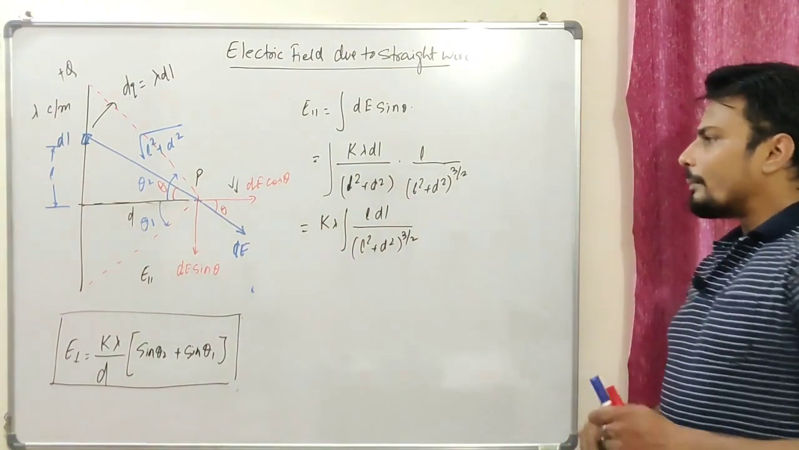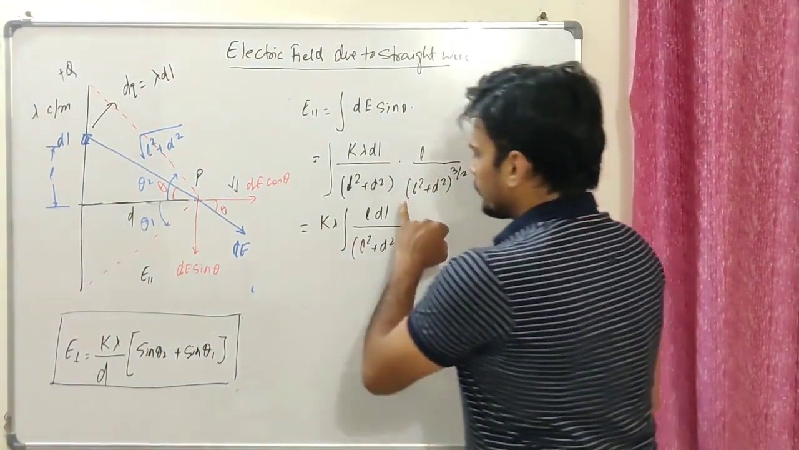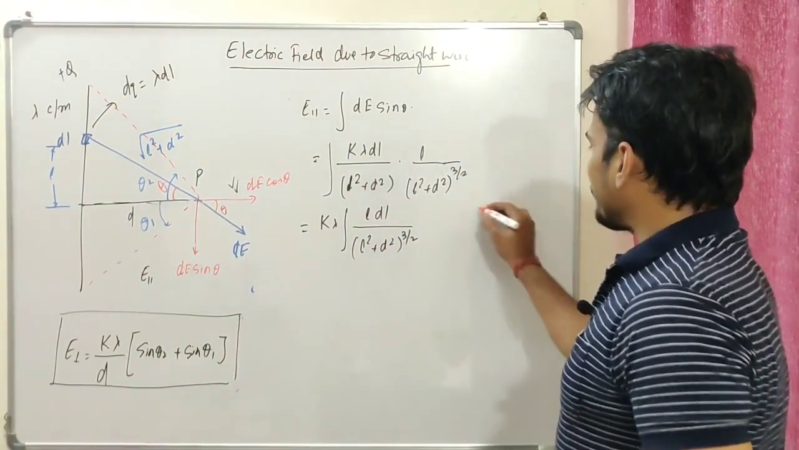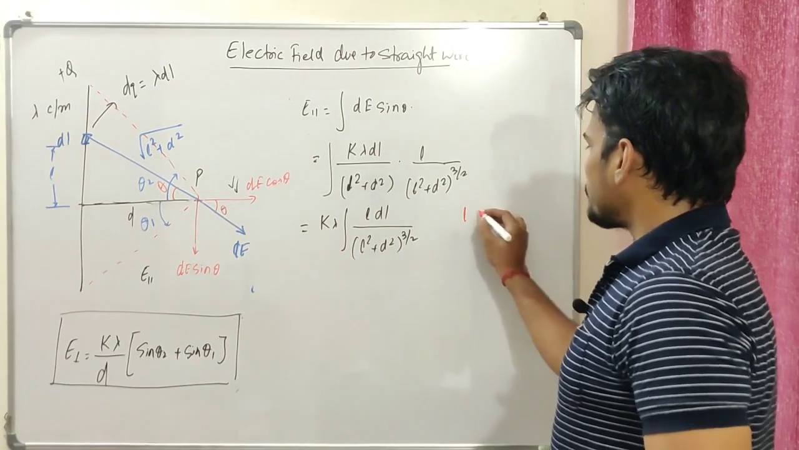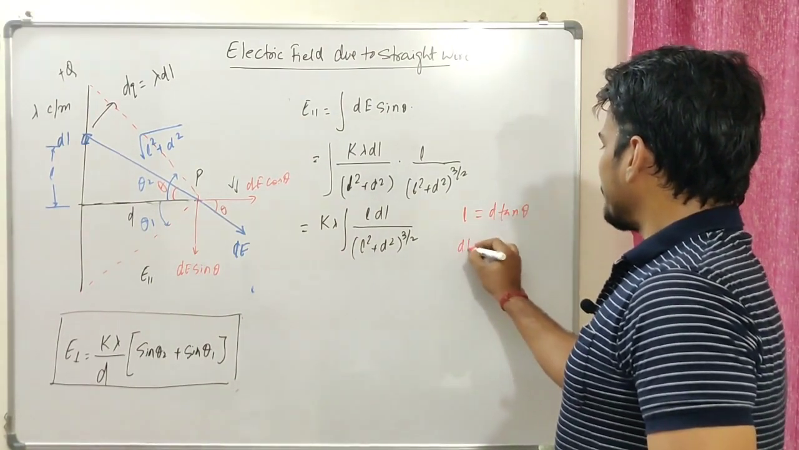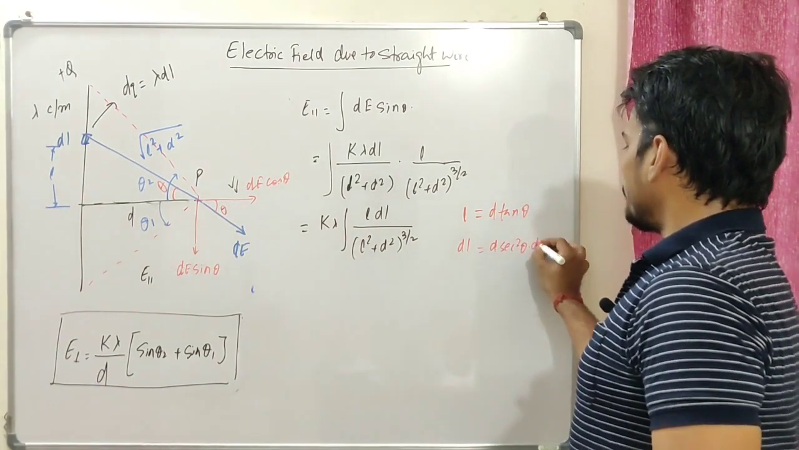I'm going to do the same thing. I would try to get the variables in terms of theta from this variable differential dl. Alright guys, so I know that, let's say L equals d tan theta. That's what we have been doing. So we know that dl is going to be d secant square theta d theta.